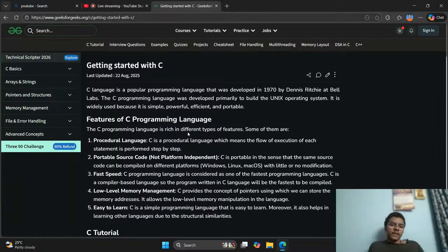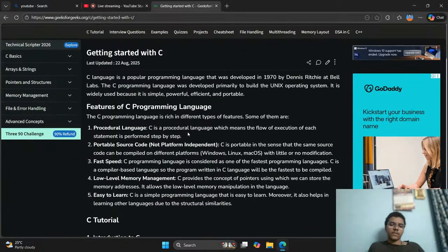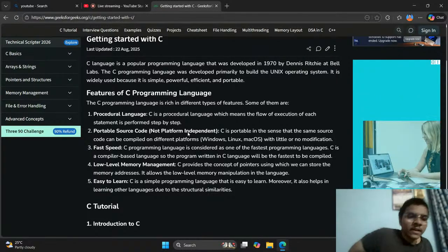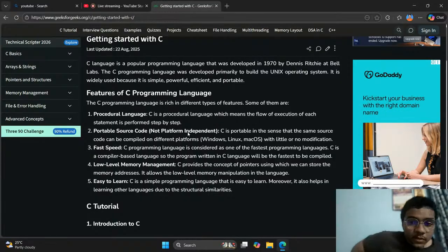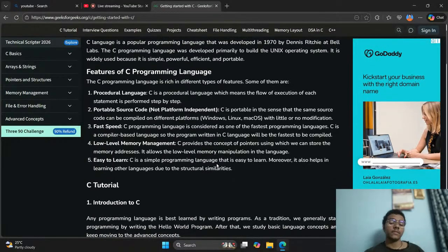C language is a popular programming language that was developed in 1970 by Dennis Ritchie. The C programming language was developed primarily to build the Unix operating system. It is widely used because it is simple, powerful, efficient, and portable. The C programming language is rich in different types of features.